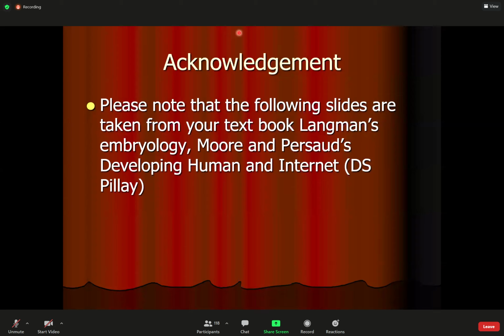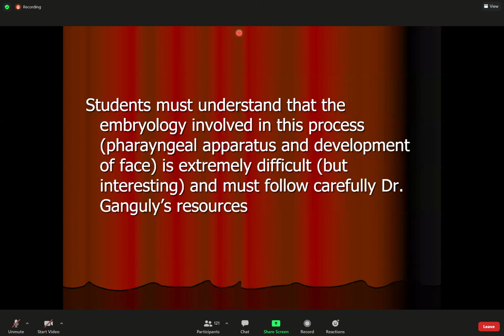Most of the slides are taken from Langman's Embryology, Moore and Persaud. That's your textbook, if you have that. And some aspects I have taken from the internet itself. Sometimes the students feel this is an international problem. They think the pharyngeal apparatus and development of face is extremely difficult. But trust me, it will be okay. So I request all of you to follow carefully my resource sessions, which will be 2 to 3 in relation to the pharyngeal apparatus and the face and the palate.